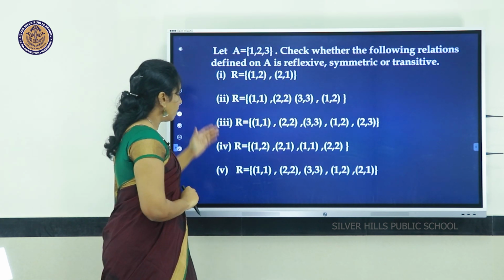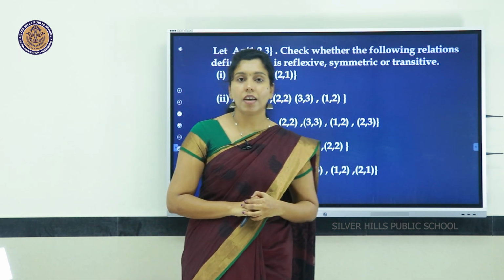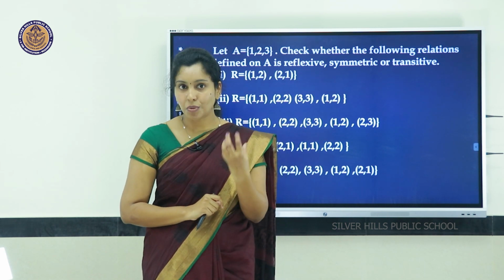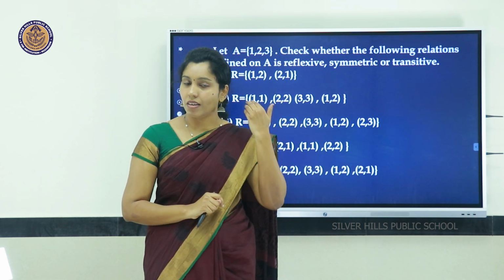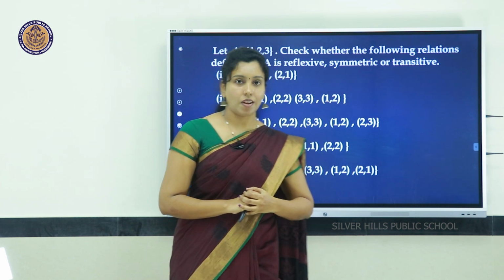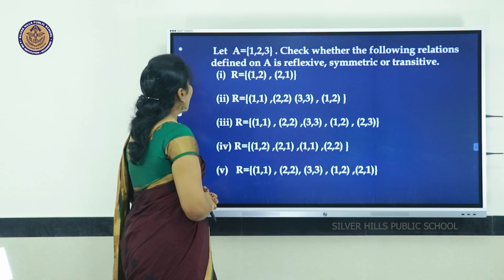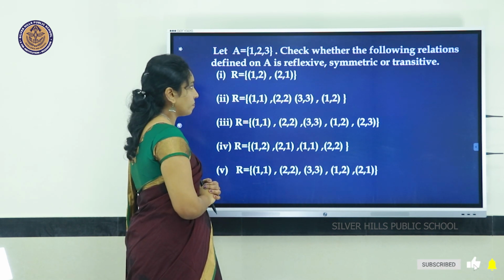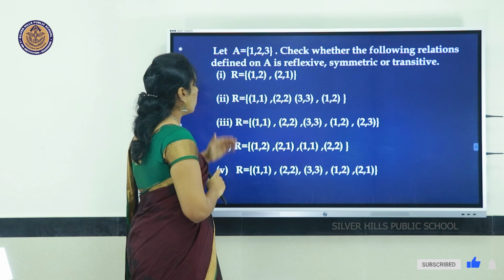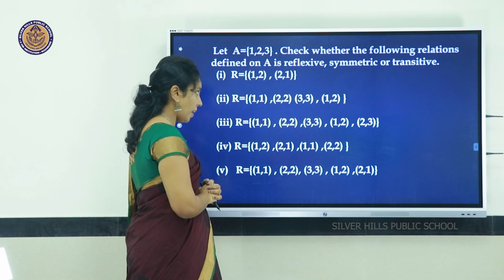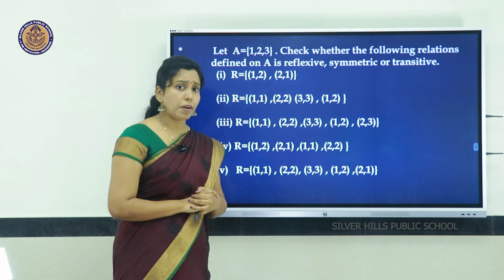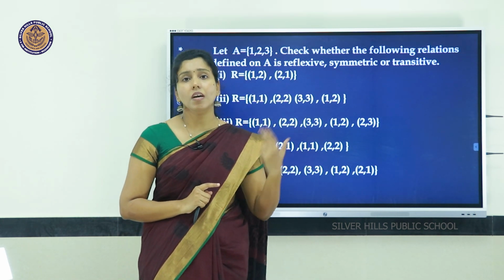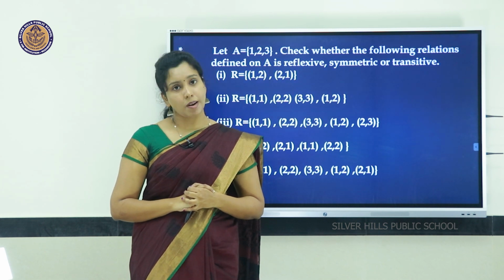Look at this, I have listed 5 relations here and that too in roster form. So, it is easy for you to check whether it is reflexive, symmetric or transitive. So, let us read the question. You have A equal to the set {1, 2, 3}. Check whether the following relations defined on A are reflexive, symmetric or transitive. So, we need to take each relation and check whether it is reflexive, symmetric or transitive.